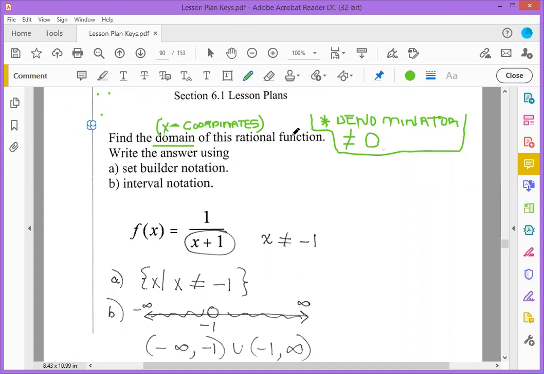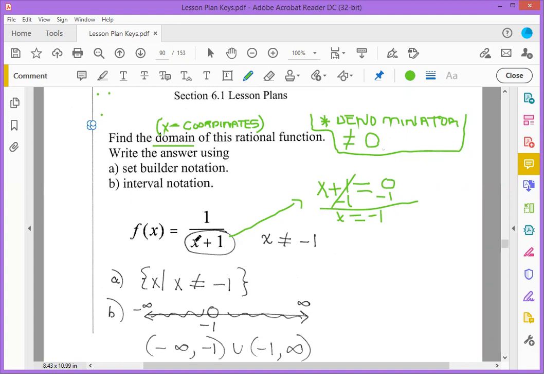For this to be a rational function, the denominator cannot equal 0. So to find the domain, you take this denominator and you set it equal to 0. In this case, our denominator is x plus 1. We'll set it equal to 0 and we solve the equation. Subtract 1 from both sides of this equation. The 1's will cancel on the left, and we'll have x equals 0 minus 1 or negative 1.